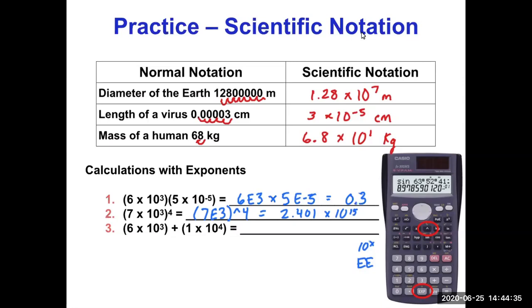Okay, so please do try these on your calculator and make sure that you are getting these answers. Okay, next one, 6 times 10 to the third. It would look like 6e to the third. And this time we're adding that. So just plus 1 exponent to the 4. And this answer would come out as 16,000. Okay, so very important that you know how to use your calculator.